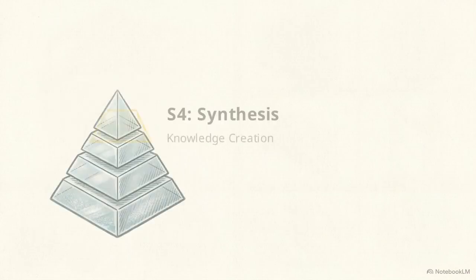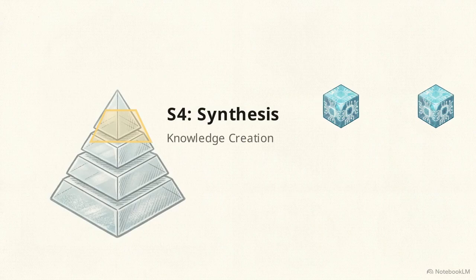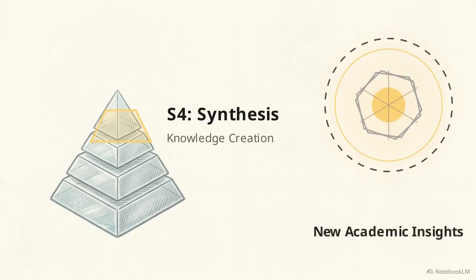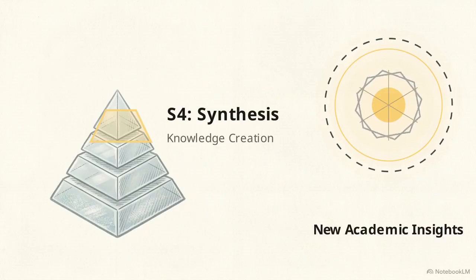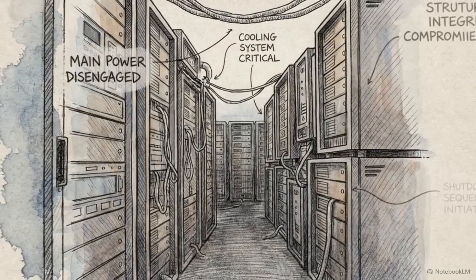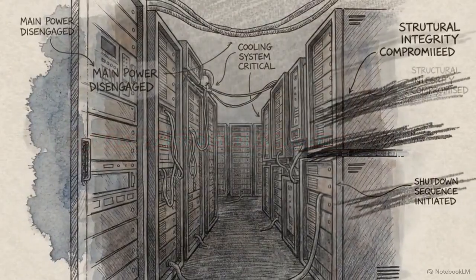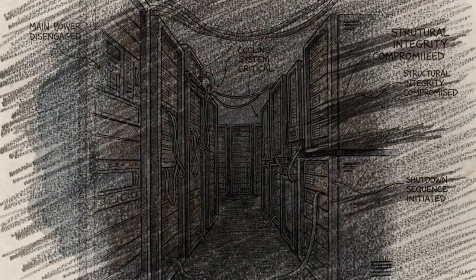The fourth layer is S4, synthesis. This is where the library provides high-level value. Synthesis involves tools that enable users to compare resources, analyze disparate datasets, and generate entirely new academic insights. This reaches the peak, S5, or significance. Significance takes the macro view. It asks how the system impacts its users and whether it fulfills the broader ethical and societal goals it was built to achieve. A technically perfect database that lacks significance has failed its purpose. A true digital library must achieve a demonstrable societal or academic impact.